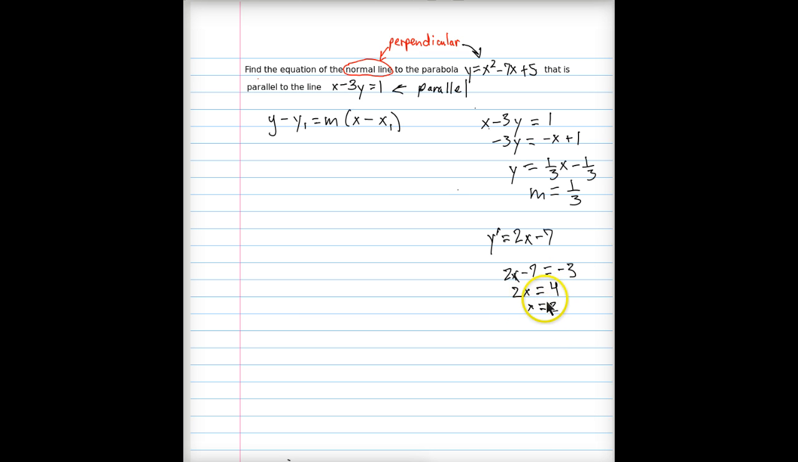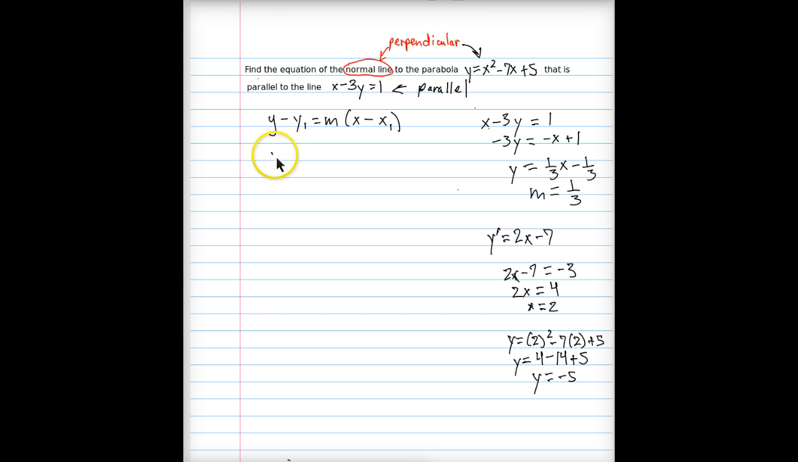Next we take this 2 and figure out the corresponding y value by substituting into the given parabola. So y equals 2 squared minus 7 times 2 plus 5. And that would give us 4 minus 14 plus 5, or y equals negative 5. So now we have everything we need to substitute into the point-slope equation.